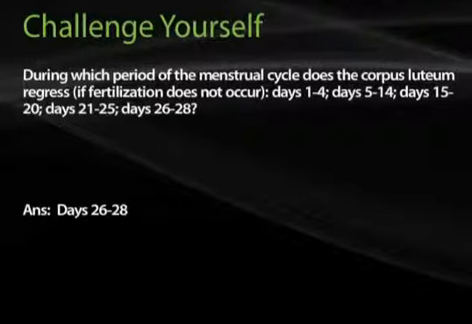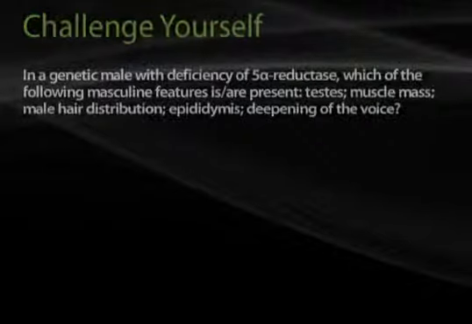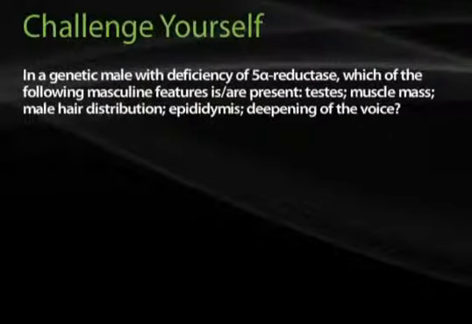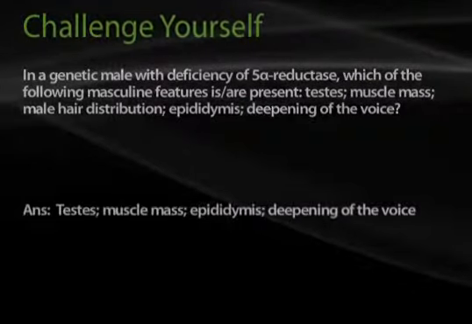Question 8. In a genetic male with a deficiency of 5-alpha reductase, which of the following masculine features are present? Testes, muscle mass, male hair distribution, epididymis, and deepening of the voice. The answer is actually almost all of them.